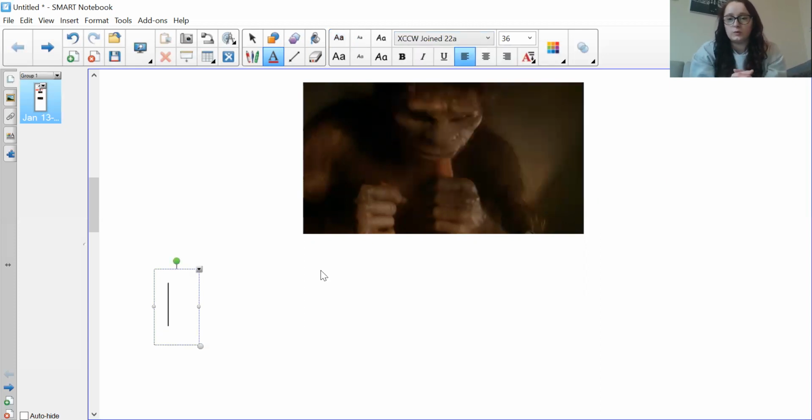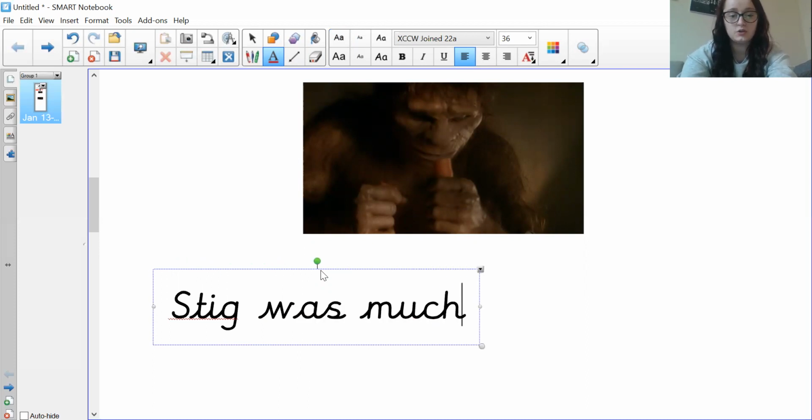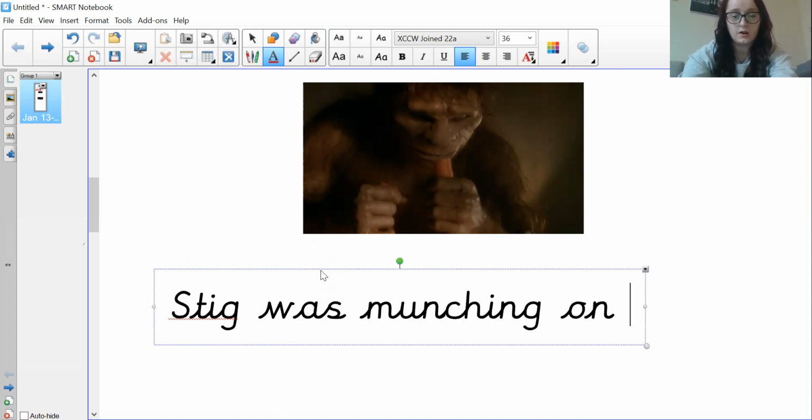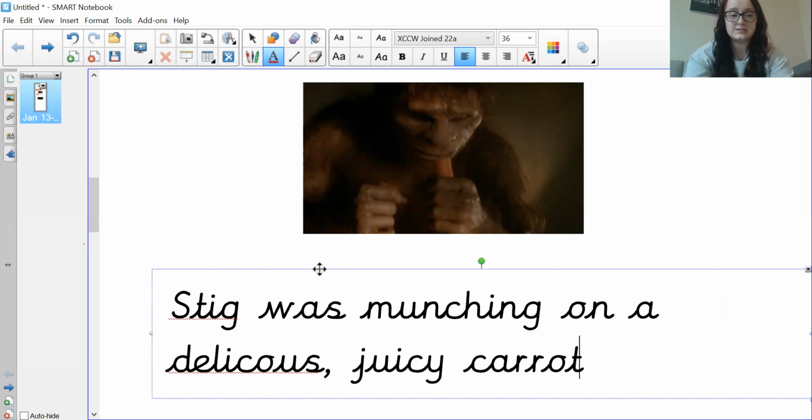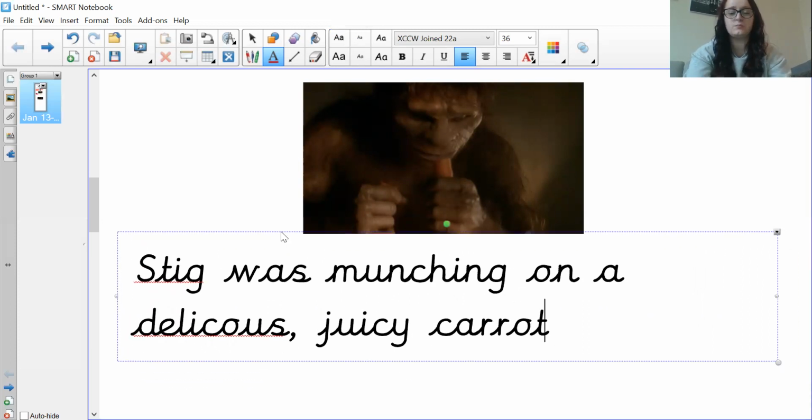Right, so what could we start off with? Turn to your grown-ups, your partners, your parents. What could we start our sentence off with? Think about what he's doing. Miss Dunn's idea was: Stig was munching on a delicious, juicy carrot.